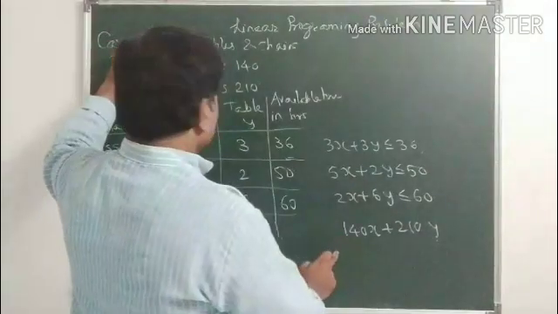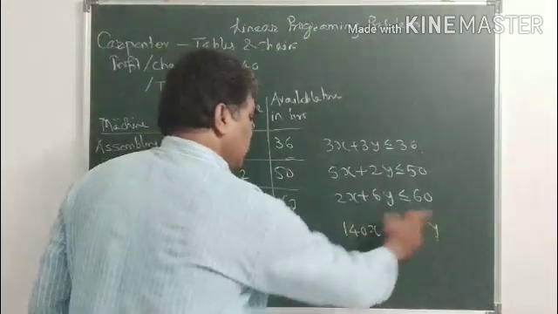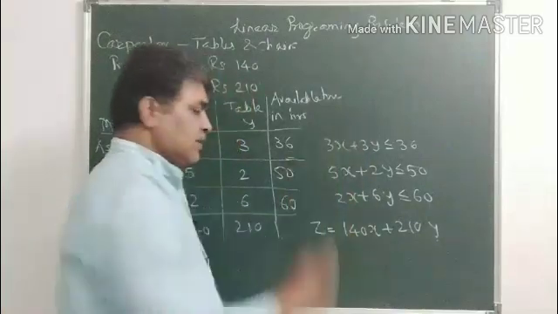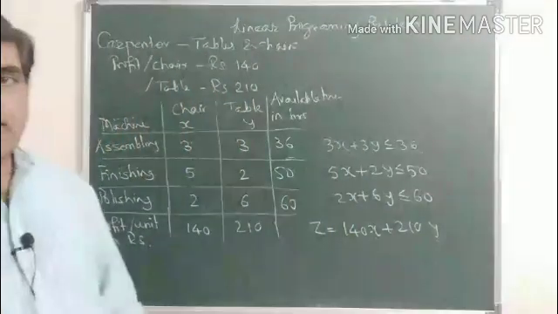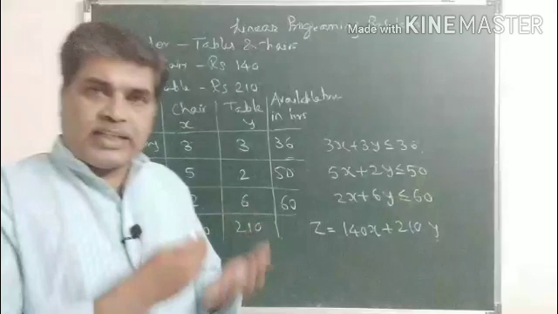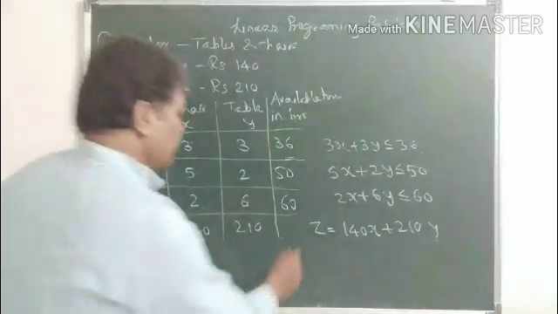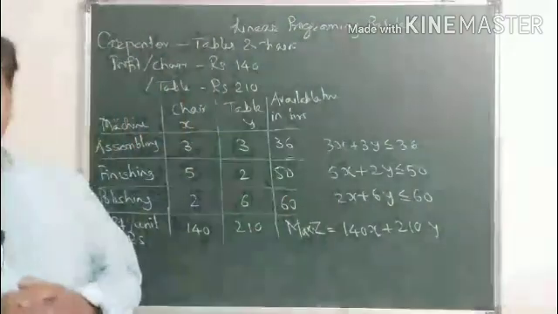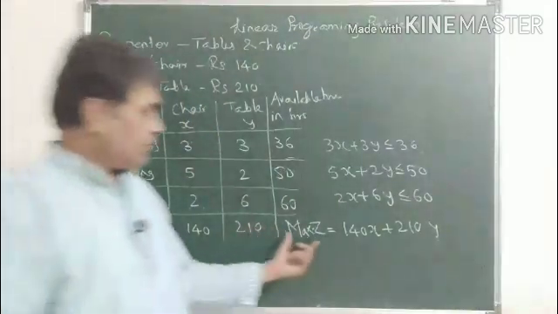What is the carpenter's aim? To maximize this profit. So we will denote this function by z, say. And as the carpenter wishes to maximize profit, we'll put maximize here.